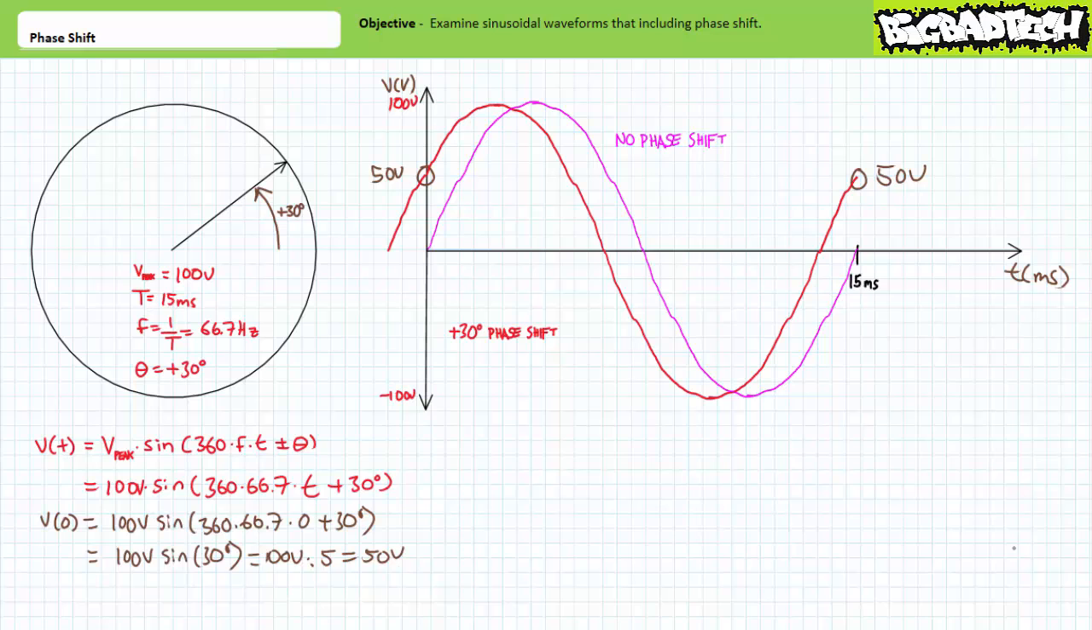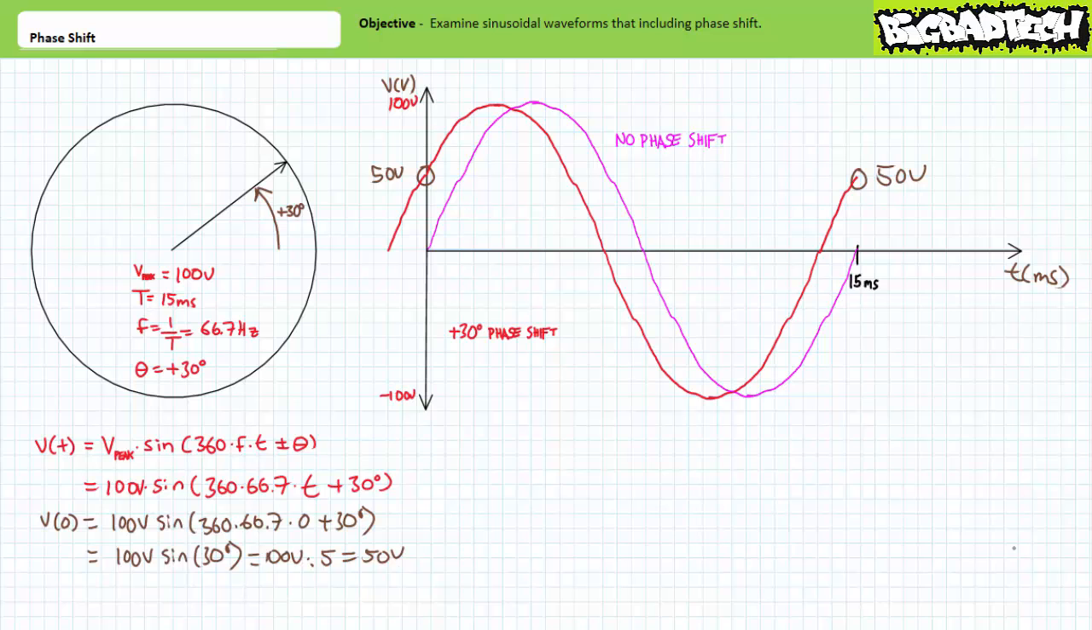If we were to overlay a full cycle of a waveform with a positive 30-degree phase shift, with one with the same amplitude and frequency without a phase shift, you'll note that absolutely nothing has changed about the nature of the sine wave, only it's been shifted, hence the phrase phase shift, positive 30 degrees in advance, to the left or forward.